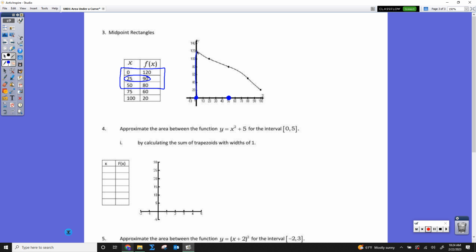That would be from 0 up. We don't want that. We don't want a right-hand rectangle. That would be from 50 up. We're going to go right in the middle. Well, the middle between 0 and 50 is 25. And you can see that we have a point that matches with that. So I'm going to come from 25, go straight up, make a point, which our table is telling us is a y value of 90.